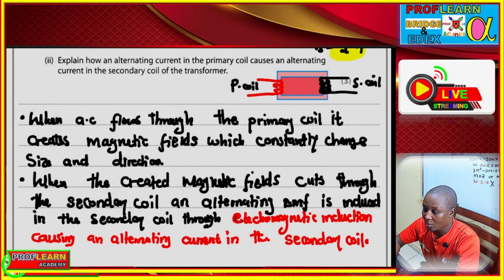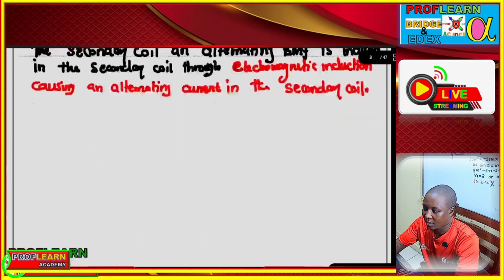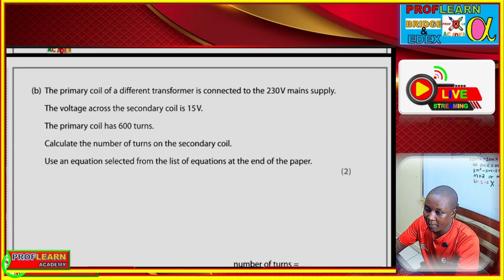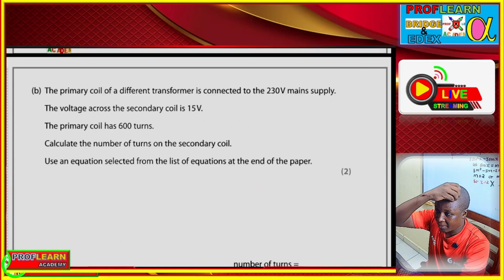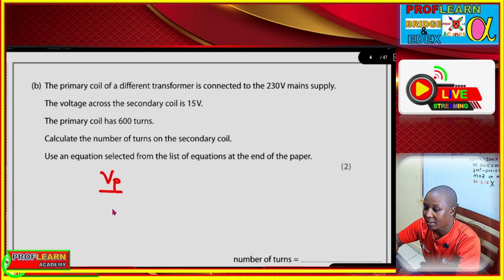So I want us to move to the next question. Of course, we have here a soft iron core. Iron is used to make this soft iron core, and the coil is made of copper because copper is a good conductor. The primary coil of a transformer is connected to a 230 volt mains supply. The voltage across the secondary coil is 15 volts. The primary coil has 600 turns. We are supposed to find the number of turns in the secondary coil.